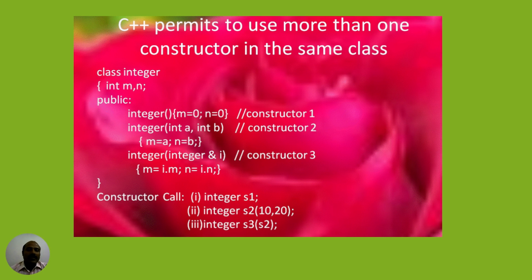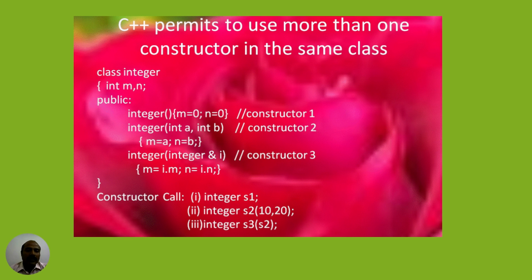The next one is Integer s2(10, 20). The arguments are the values passed from the main function to the corresponding constructor. That is, 10 and 20 are passed to the constructor. The value of a is 10 and the value of b is 20. So 10 is assigned to m and 20 is assigned to n.